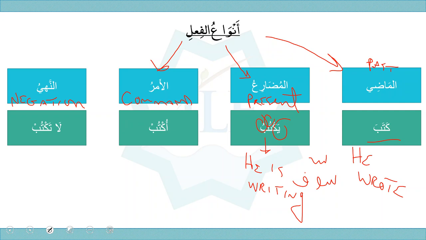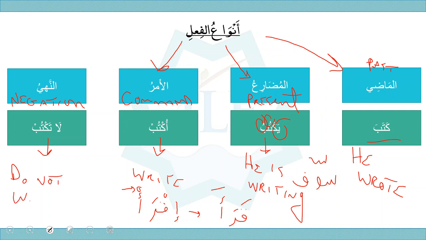And then uktub. Uktub is the form when you're speaking to somebody directly. You can only give a command to someone who's directly in front of you. So uktub means write, or what we are commonly familiar with, iqra, is the command form of qara'a. Iqra. You have a sukoon at the end. It comes from qara'a, which means he read. Qara'a, he read. Iqra. Right? It's a command that we hear in Surah Al-Alaq, right? And then la taktub is the form to say do not write. But I want you to write this down. It's not my real command.